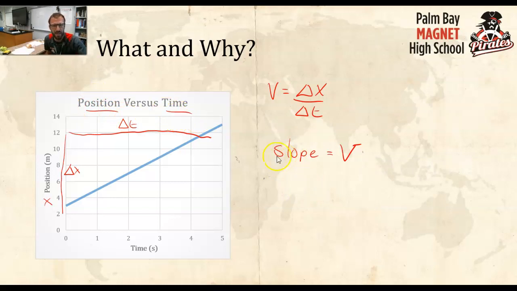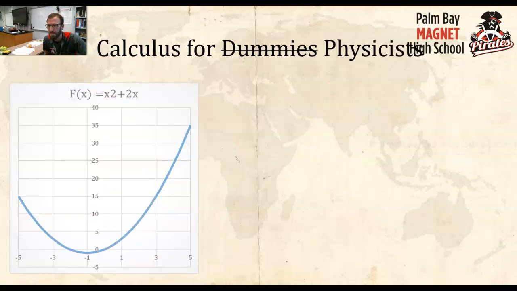And I'm reminding you of that because it goes into the whole fact that finding the slope of a graph, of a function, is actually very useful, especially in physics. So that's nice and easy. It's a nice easy position versus time graph. But what if I have this?